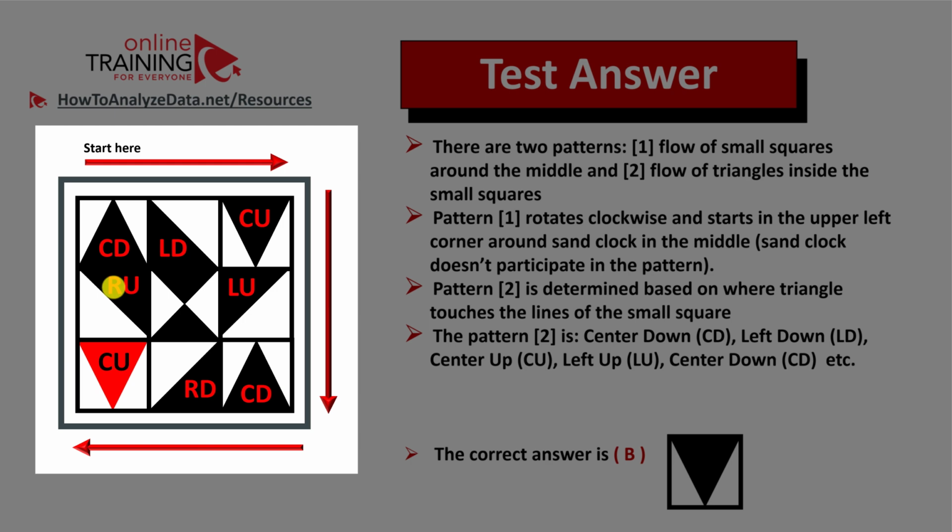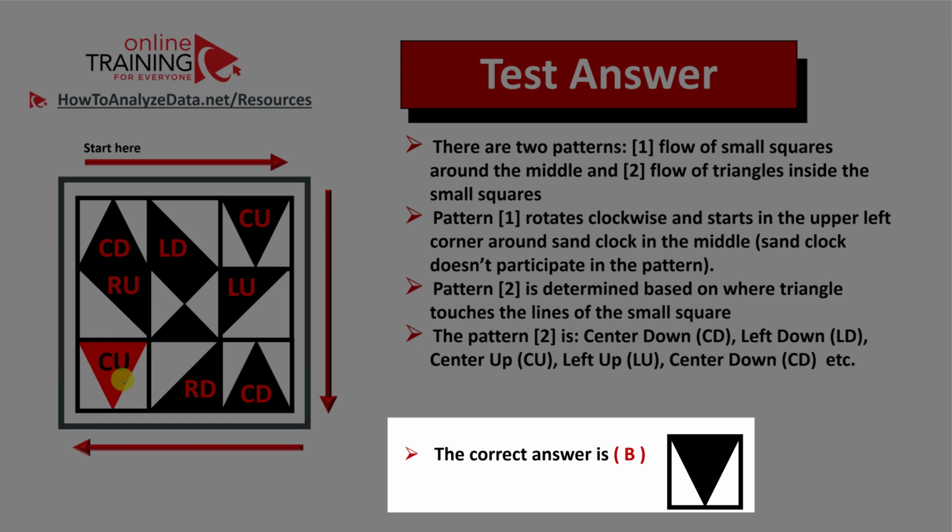And pattern 2 is determined based on where a triangle touches the lines of the small square. For example, the triangle in the upper left corner touches the lines of the small square in the center you see on the top, as well as down at the bottom. Next one touches on the left and down. The following one touches in the up and also in the center. And you can continue this pattern to determine the missing item, which is choice B.